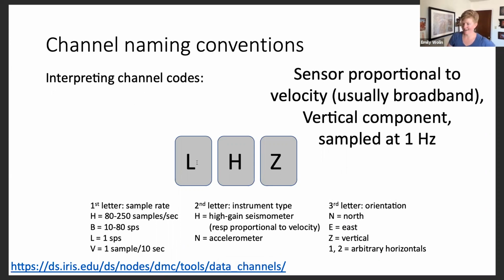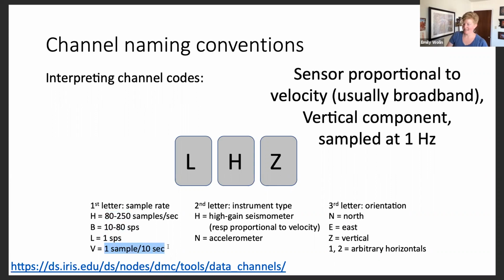If we look at an LHZ channel, I look at this and I say, okay, this is probably a broadband. It's a vertical component and it has a fairly low sample rate. So the convention specified on this website, the first letter is the sample rate. H is used for fairly high sample rate data, again, from a broadband perspective. 80 to several hundred samples per second. B is generally 10 to 80 samples per second. L is pretty much always 1 sample per second.